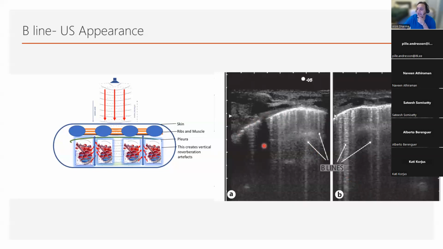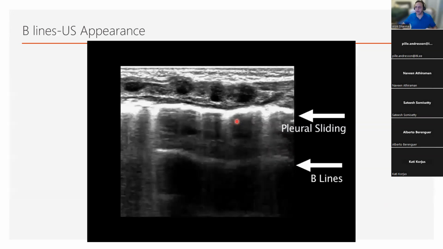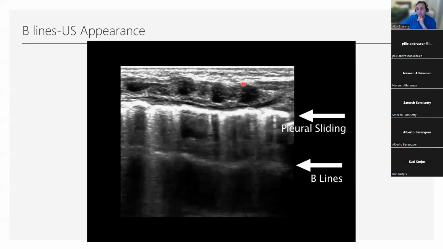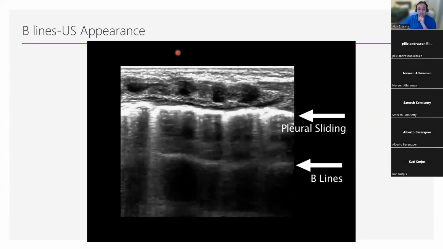Now, this is a Z line. And a Z line, again, is an artifact that basically reflects a reverberation artifact, but usually gets attenuated as you move down from the pleural line. This is not a true B line, and some people refer to this as comet tails, and we'll talk about that. But I'm going to throw it out to the audience, guys.